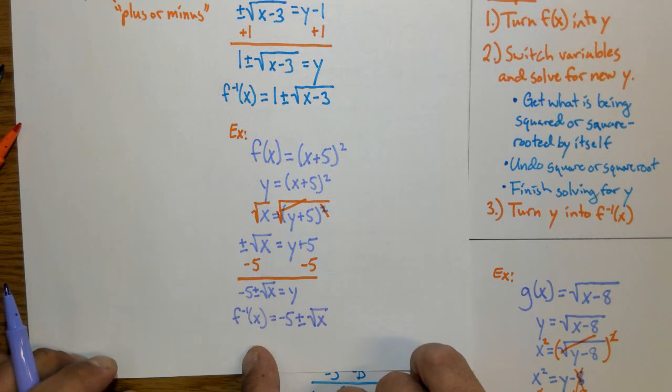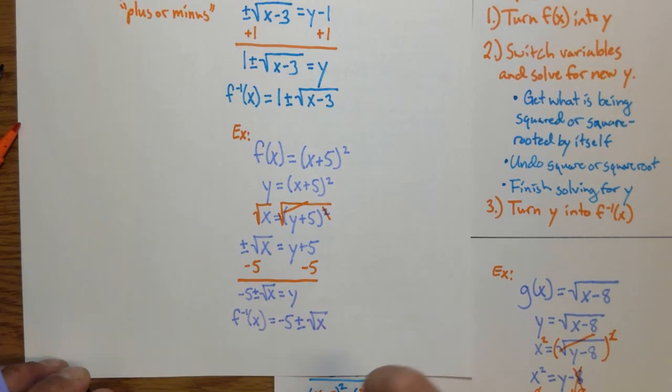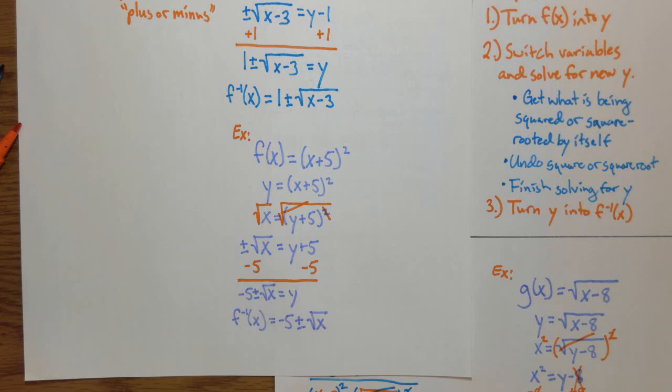And that's that. And that's all I have for you. We did both ways. We found the inverse of functions that were square rooted, and we found the inverses of functions that are squared. So let me know if y'all need any help, and I'll be here.